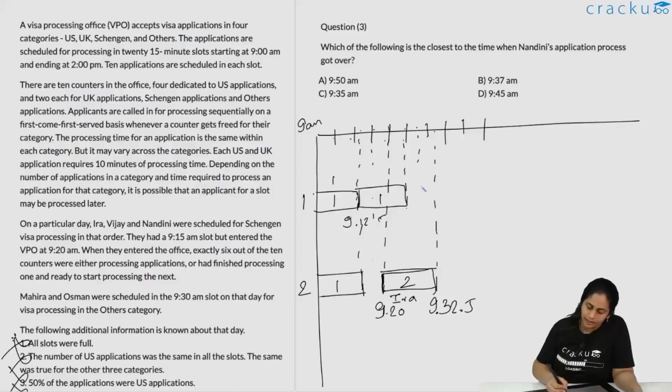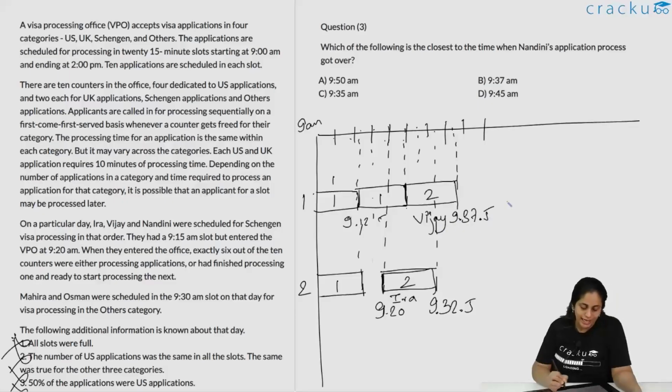Now you start Vijay's application. Vijay's application starts at 9:25. It will get over at 9:37.5. So this is slot 2. This is Vijay. This is 9:37.5. Next is Nandini. This counter is free at 9:32.5. This counter is free at 9:37.5. So Nandini's process will be done over here.